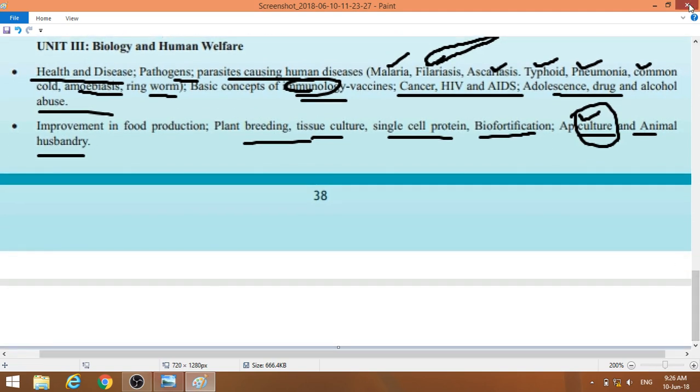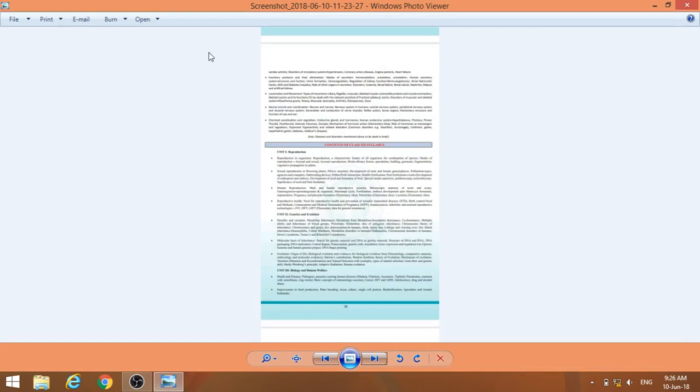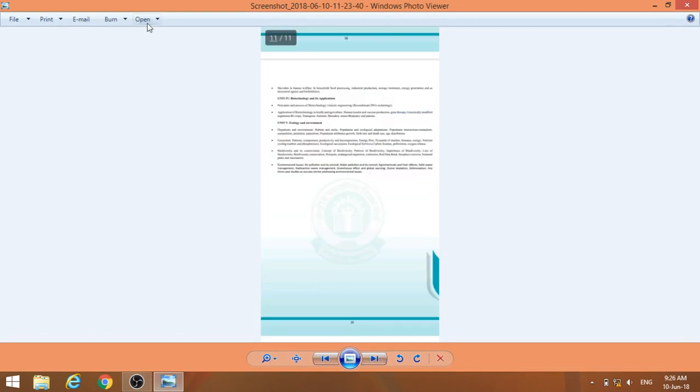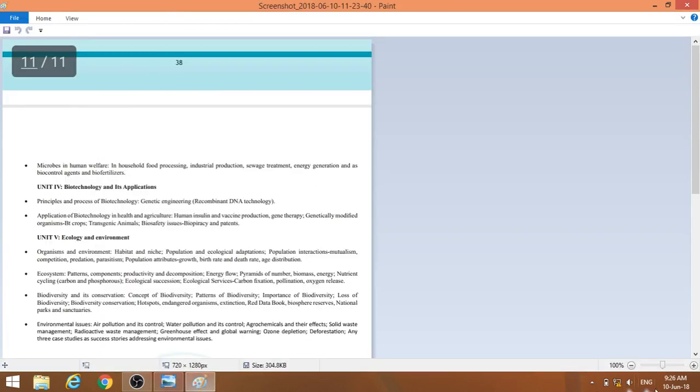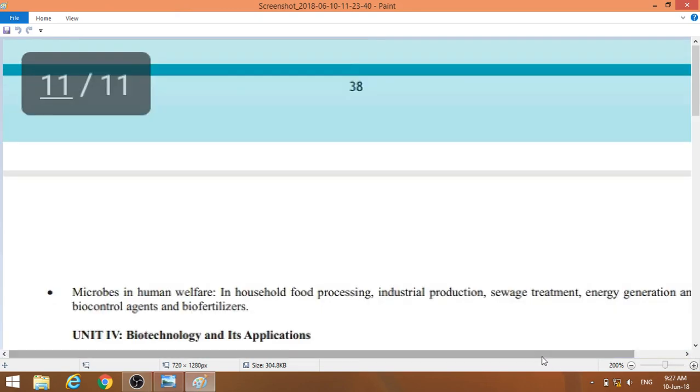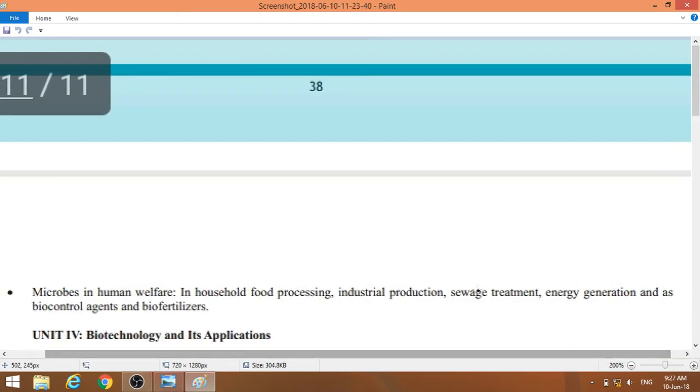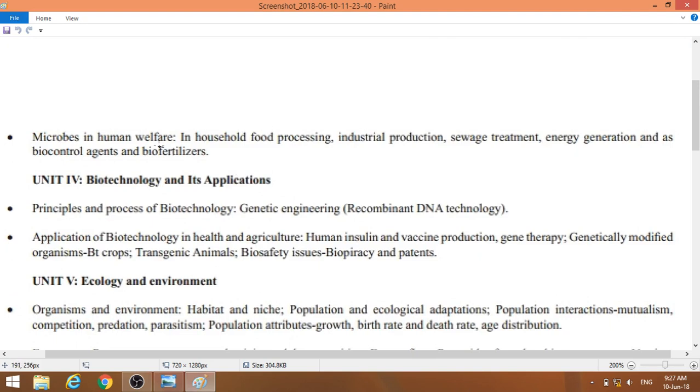Okay, now on the next page, let's open the last page. You'll find the syllabus. This is microbes in human welfare, in household food processing, industrial production, sewage treatment, energy generation, and the biocontrol agents and biofertilizers.